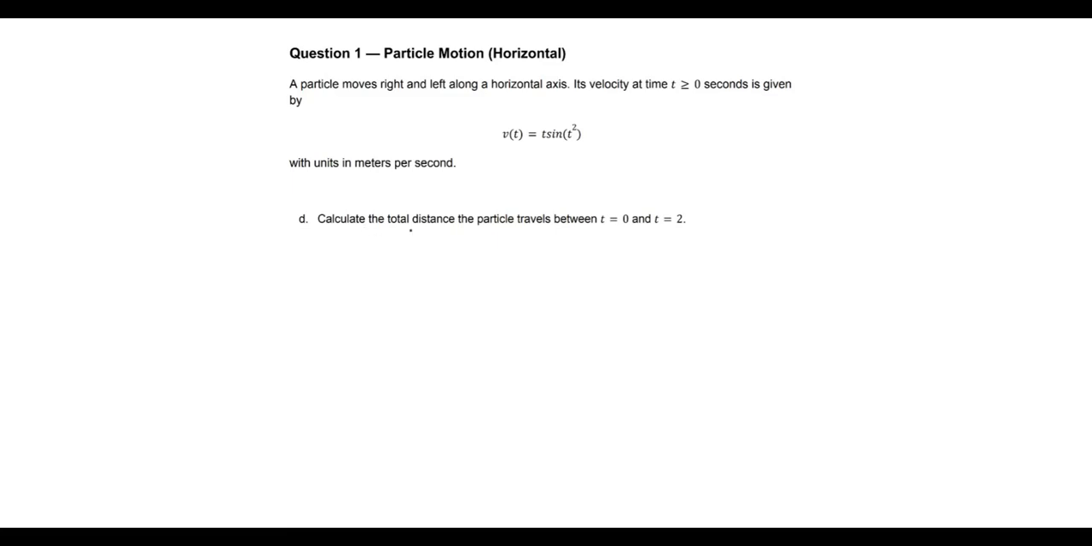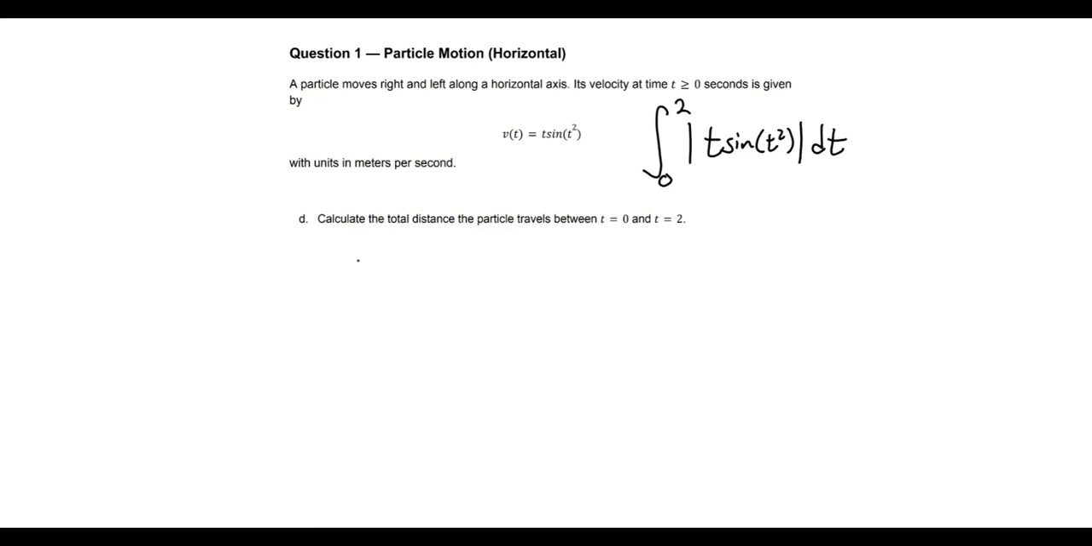Part D here says calculate the total distance the particle travels between t equals 0 and t equals 2. Now, there's a very fast way you can do this. If you have your calculator, you're just going to plug in the integral from 0 to 2 of the absolute value of our velocity equation here. That will give you the answer, but I want to show you a slightly longer way of doing it.